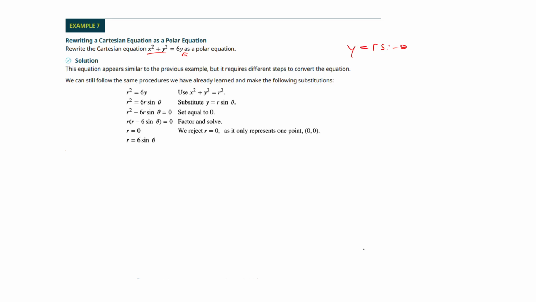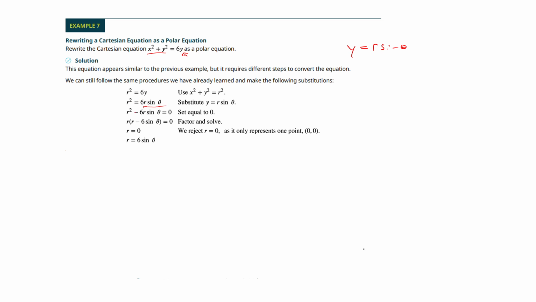Okay, so let's try to do this again. So I'm going to use my tools again. I see that this makes r squared, and over here, to get rid of y, I'm going to use y equals r sine of theta. So I think they're going to do the same thing. Yeah, so they made r squared equals 6y. Now, let's sub out y into something that talks about polar. Well, y is r sine of theta.